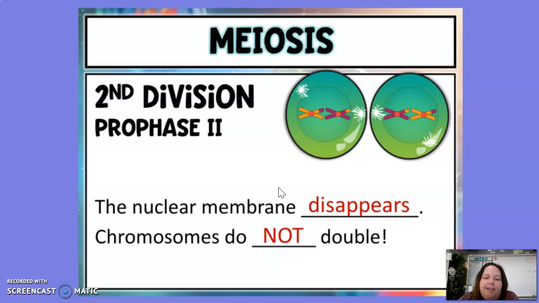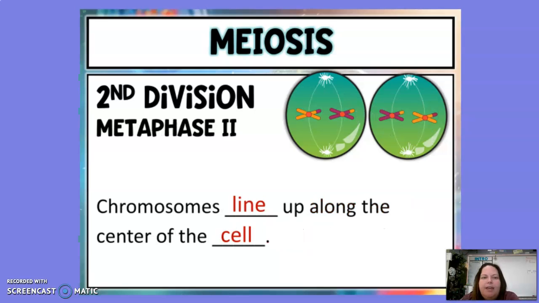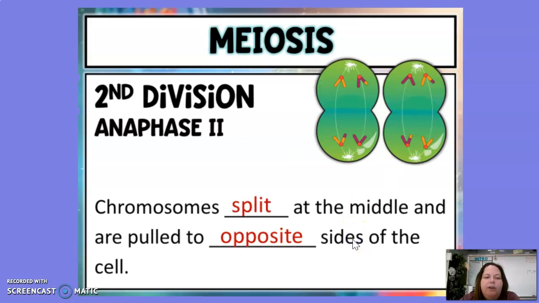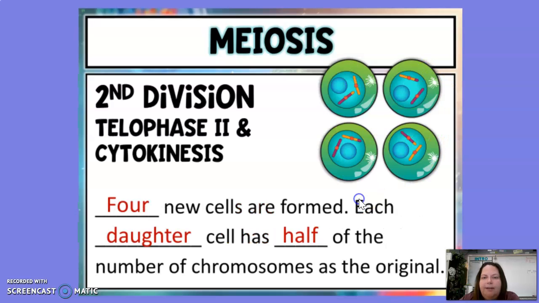All right, moving on to prophase 2. Okay, so the nuclear membrane disappears again, but we're not doubling our chromosomes. We already did that. Our chromosomes are good. We're trying to reduce our number, okay? Then we've got M, metaphase, middle again. Again, you should see that line in the middle with your chromosomes, okay? Anaphase, apart. Those chromosomes are going to split at the middle and are pulled to opposite sides of the cell. So now we're getting to those single chromosomes. We're no longer in pairs. We're down to singles, okay?